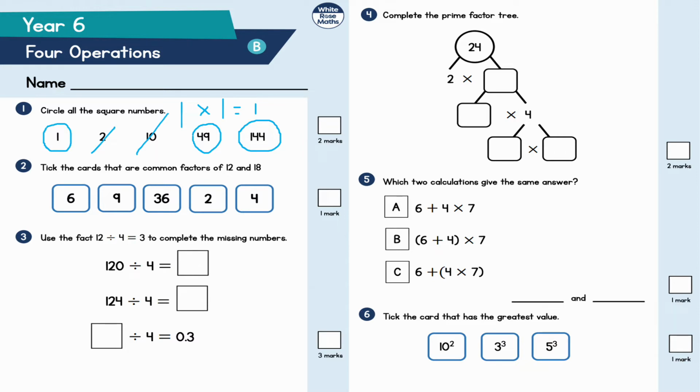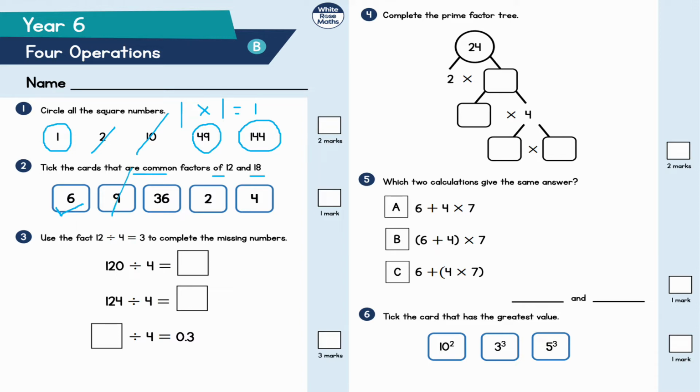This is question number 2. Tick the cards that are common factors of 12 and 18. So a common factor means a number that goes into it without any remainder. So 6 goes into both 12 and 18. So that is a common factor. 9 is common to 18, but it's not common to 12. So that one's going to be out.